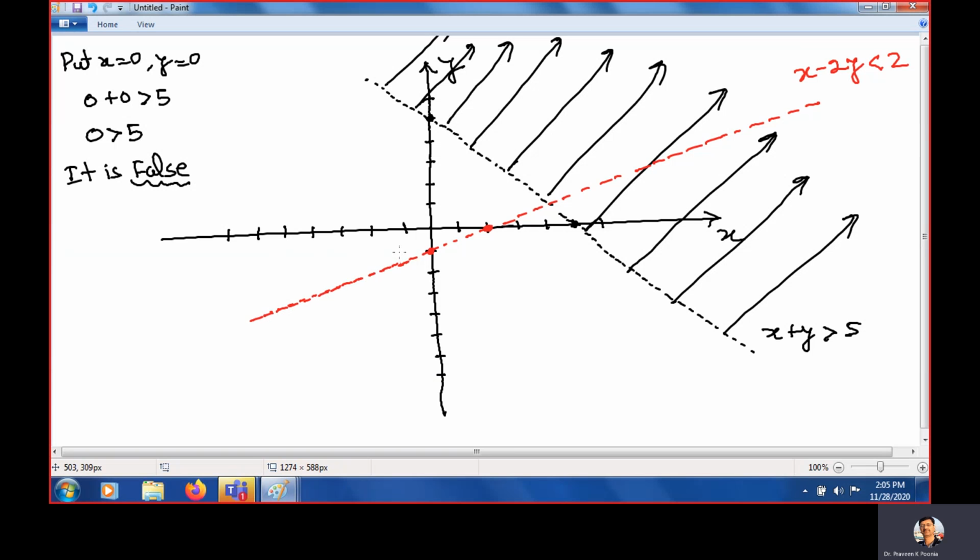Understand? Okay, now put 0, 0 again. So put x is equal to 0, y is equal to 0. So it is 0 minus 0 less than 2, and 0 less than 2. It is true. True means this will be included in the solution. That means this side is the solution.